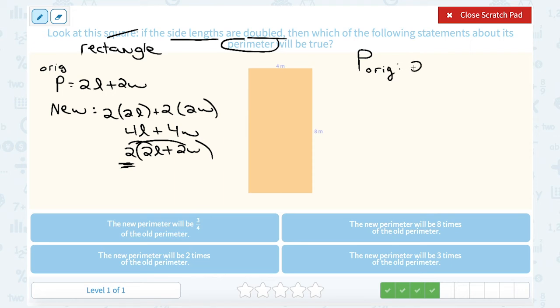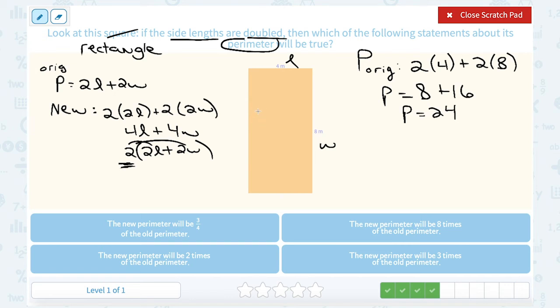If I plugged in my numbers, let's say one of these is the length and one of them is the width. I would say 2 times my side length of 4 plus 2 times my side length of 8. Then I would work that out and see what it gives me for my perimeter. So 2 times 4 is 8, plus 2 times 8 is 16. If I add that together, I get a perimeter of 24. So my original rectangle has a perimeter of 24 meters.